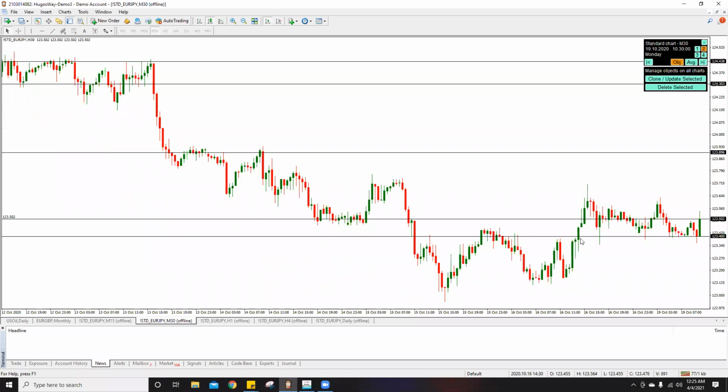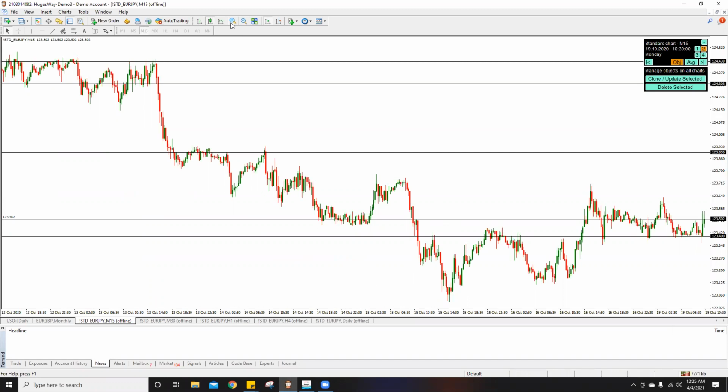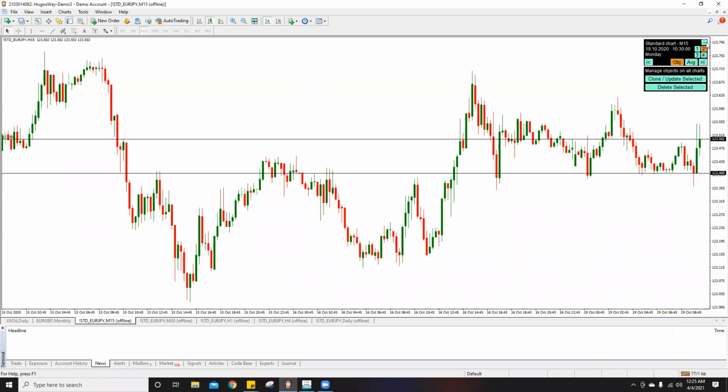Dropping down to the 30-minute, same exact thing, and the 15-minute. So let's see how can we take this trade on a 15-minute or a 30-minute time frame and then run it in accordance to the 4-hour TP levels.